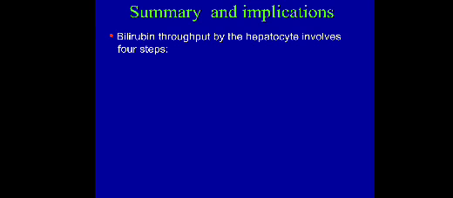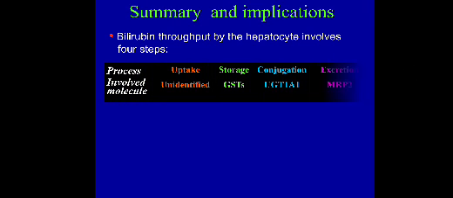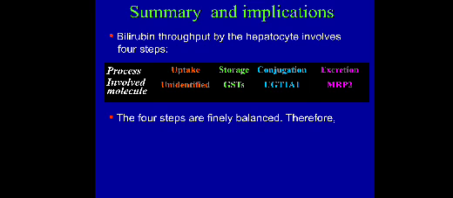So the summary: the bilirubin handling by the hepatocytes involves 4 steps. The process involves molecules. Here you see the 4 steps are finely balanced. The first is the uptake, storage, conjugation and excretion. For uptake, no molecule is still identified. For storage, GST, ligandin-like molecules are responsible. In conjugation, UGT1A1 is recognized as the molecule, and in excretion, MRP2 is recognized as the molecule.